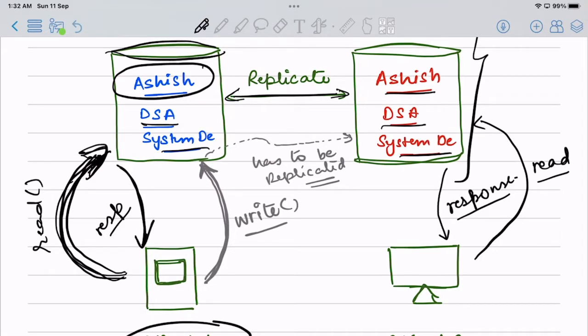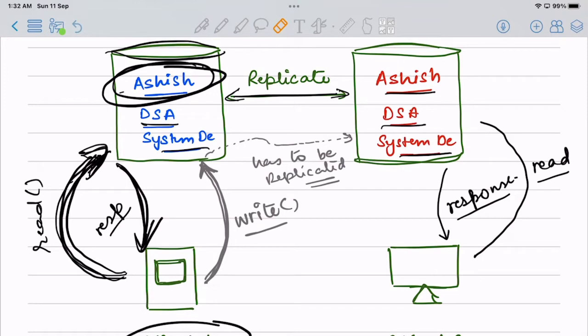Let's suppose you want to read some data, like Ashish. It will read and the response will come. Similarly here also, let's suppose there is another client which makes a request here and reads the response. And the database returns the response.